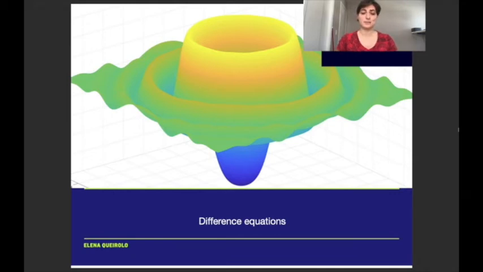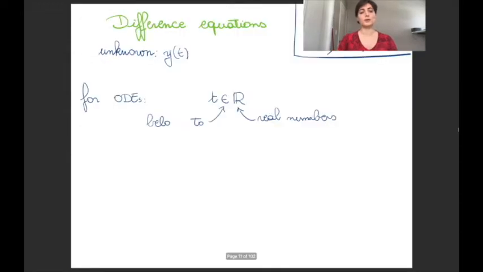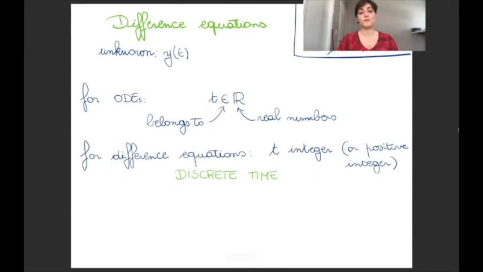Let's barge in on the first topic of this week. We're going to be talking about difference equations. For ODEs, ordinary differential equations, or PDEs, when we're talking about differential equations, we are talking about a time that belongs to the real numbers. So the time continuously changes. For difference equations instead, we expect time to be an integer, or sometimes even restricted to positive integers. So the time is discrete, the time is jumping.